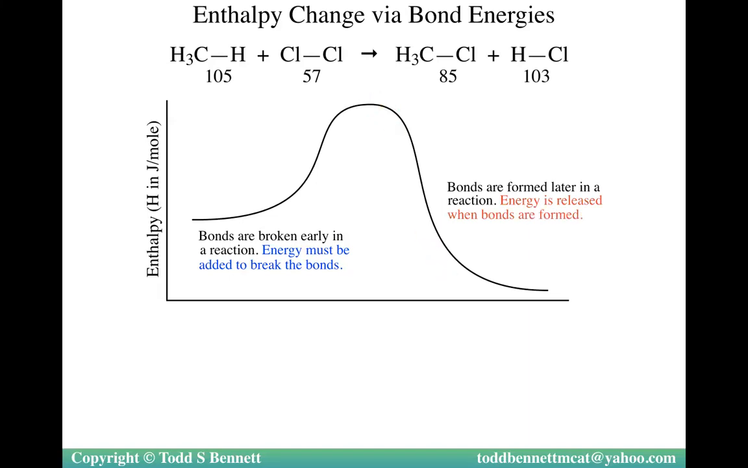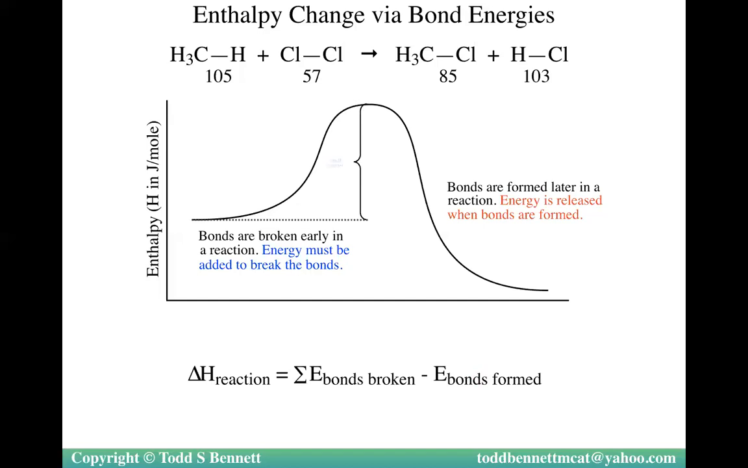So we say everything in chemistry is alphabetical. So we mentioned it's products minus reactants, and we deal with anything with delta H, delta G, delta S. Here, it's broken minus formed. So broken is the energy we must put in, so that's a positive number, minus the energy released when the bonds form. So broken minus formed. So delta H for the reaction is the energy of the bonds broken, in this case 105 and 57, so 162, minus the energy of the bonds formed, 85 and 103 for 188 total.